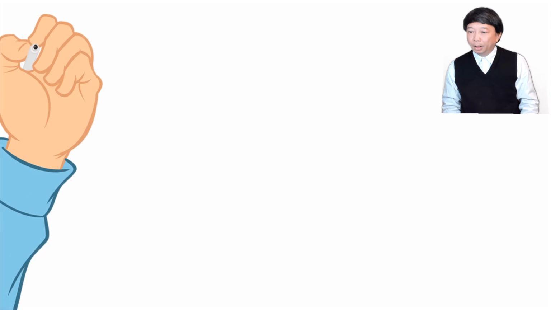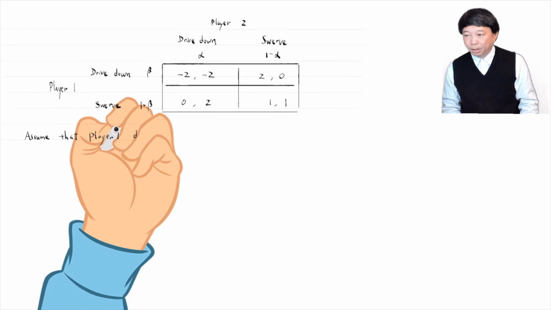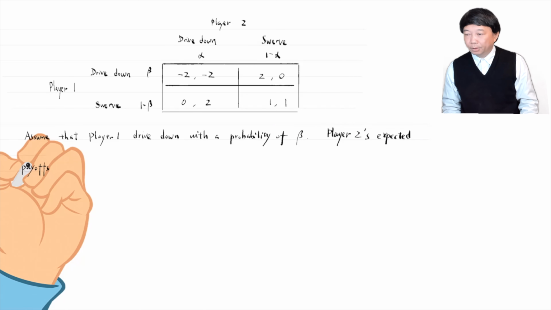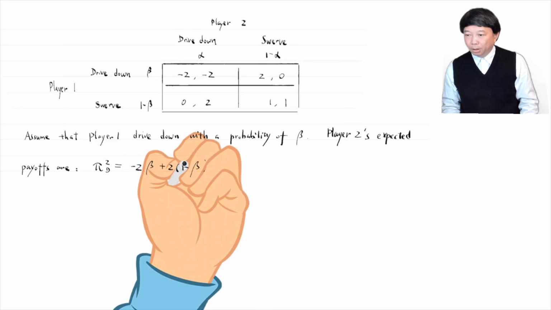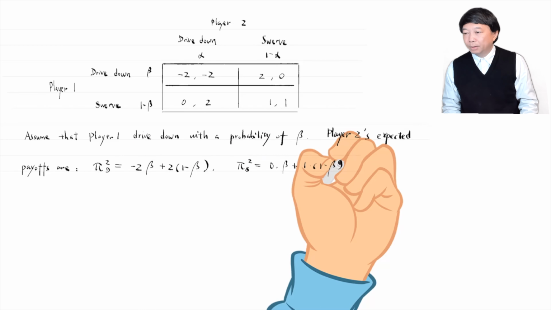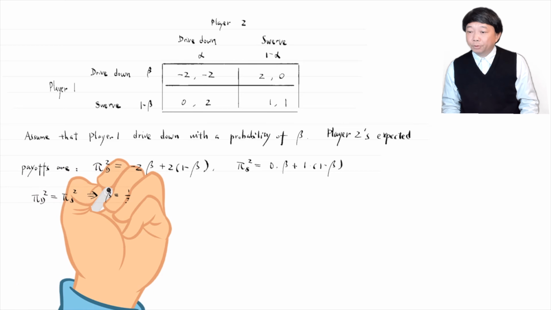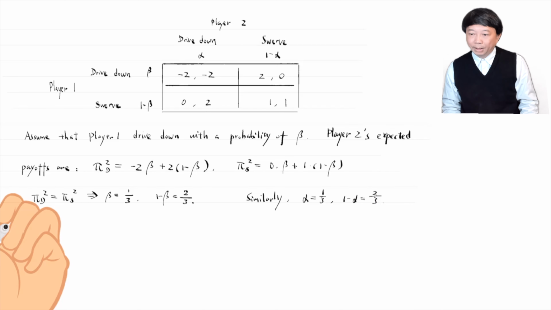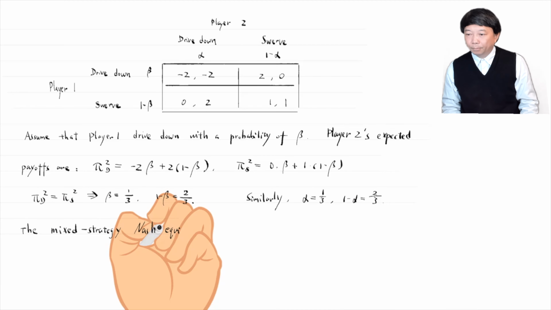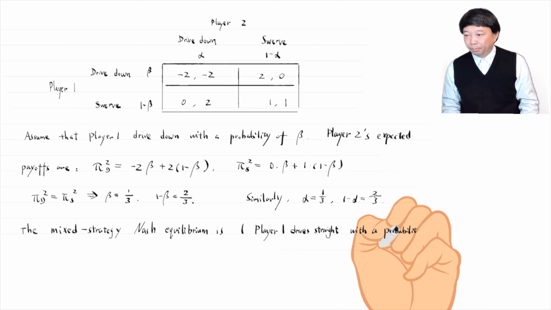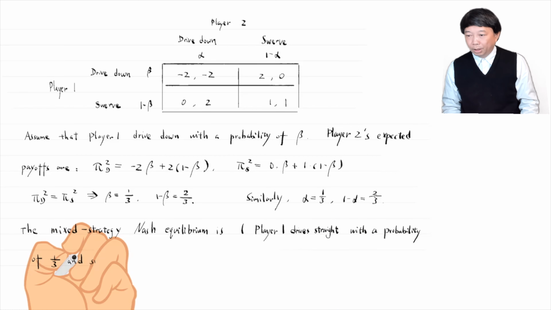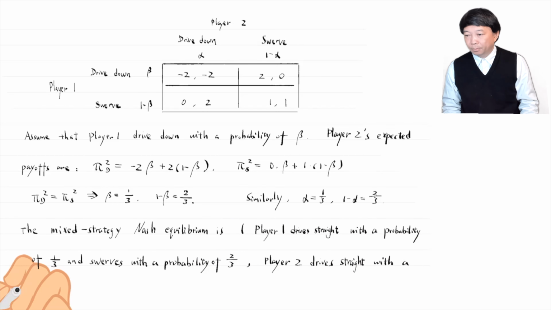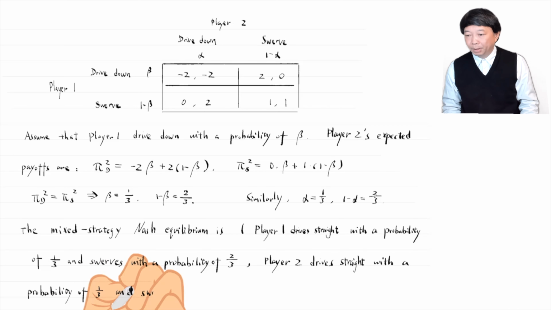We then use the same reasoning as in exercise 1.12 to find the mixed strategy Nash equilibrium. The expected payoffs for the players' two strategies should be equal to each other. Otherwise, the player will choose to drive straight or swerve with certainty, and the result becomes a pure strategy Nash equilibrium. The mixed strategy Nash equilibrium is that player 1 drives straight with a probability of 1/3 and swerves with a probability of 2/3. Player 2 drives straight with the same probability.